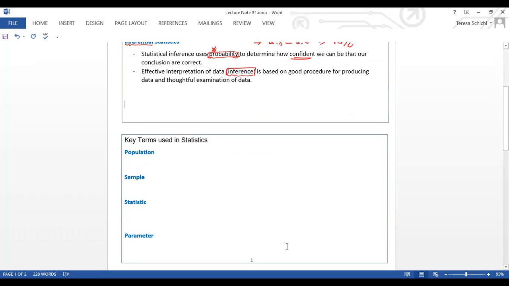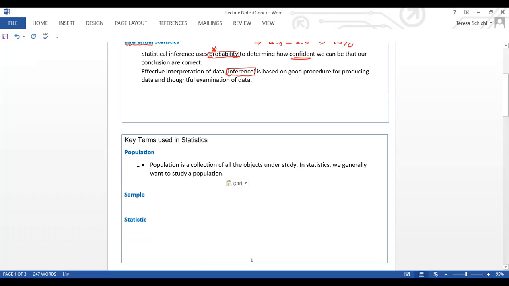So let's take a look at the first one: what is the population? Let's see how we define the population. The population is the collection of all the objects under the study. So the keyword here is everything under the study. In statistics, what we generally want to study is the population. It depends on what you are interested in, right?